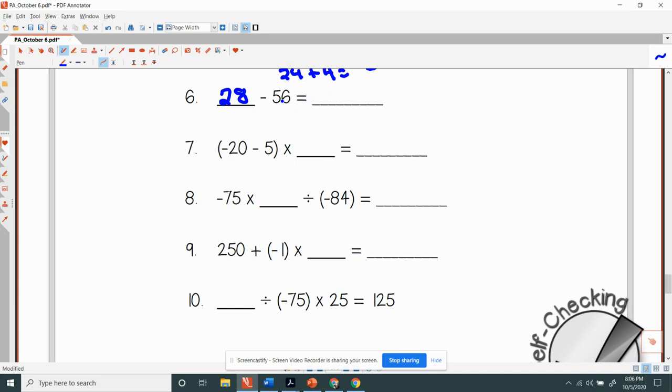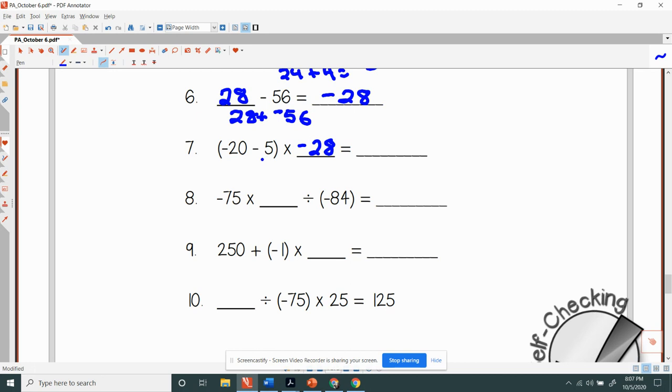Here we have 28 minus 56. This is a positive 28 minus 56, so that's different signs. Subtracting means add the opposite, so we rewrite it as 28 plus a negative 56. Now we subtract and just keep the sign of the larger number. So 28 plus negative 56 is negative 28. Negative 28 on the next line.